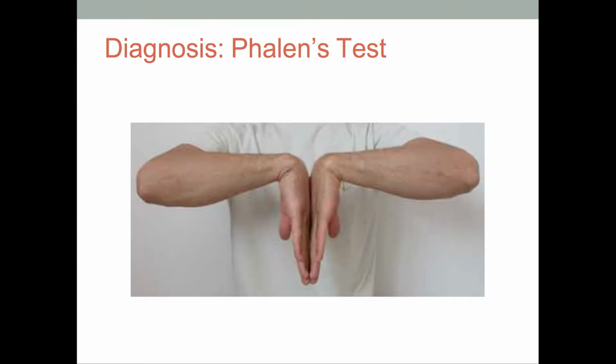This is the Phalen's test. It was actually originally described with the elbow extended. And the reason I like to extend the elbow is because you're putting the median nerve in stretch. Clinically, I don't think it makes that big of a difference, so you could have them do this for the Phalen's test. But I like to have them go straight out like this, okay?